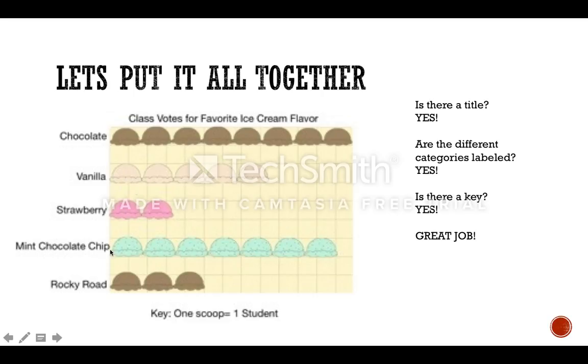So let's follow my arrow. We have 1, 2, 3, 4, 5, 6, 7, 8. Okay, so 8 people voted for chocolate.